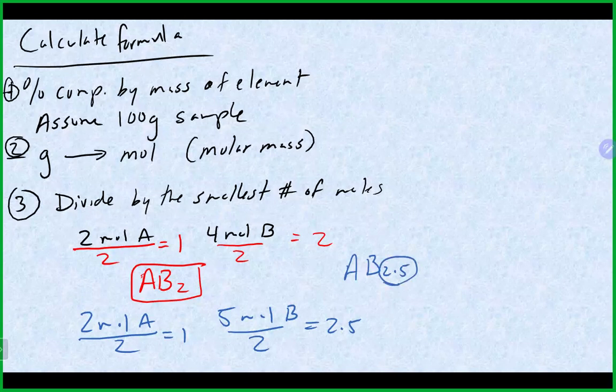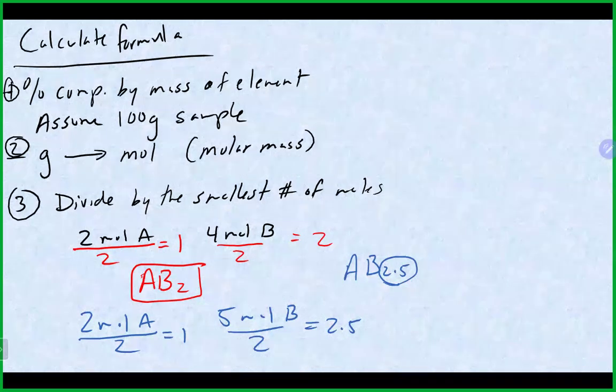So that is also considered too far to round. We do not typically round too much when we're calculating empirical formulas unless it's really, really close to a whole number, like you got 3.01 or 1.99, 1.98, something like that. Really, really close to a whole number.